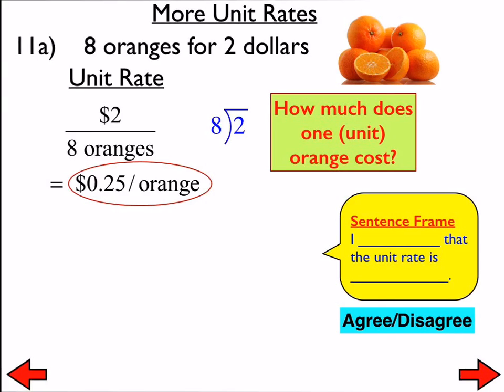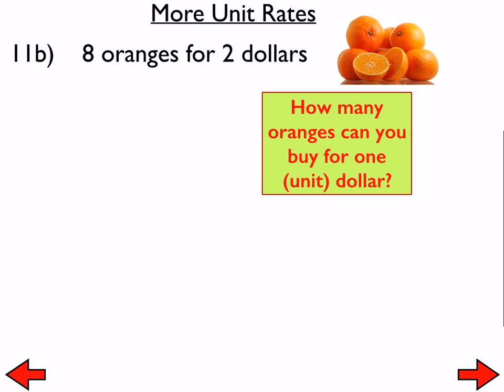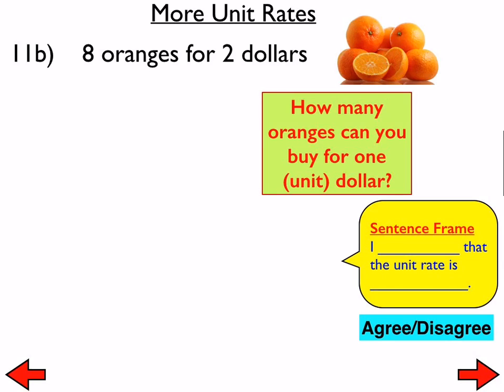But there are times where we might be asked to find the unit rate the reverse way. Money usually goes on top, but not every single time. So now I'm asking you, how many oranges can you buy for $1? Because sometimes that might make more sense. If you only have $1 and you want to go buy as many oranges as you can, how many oranges can you buy for $1? 4, right? So that's taking a look at it in the reverse way.